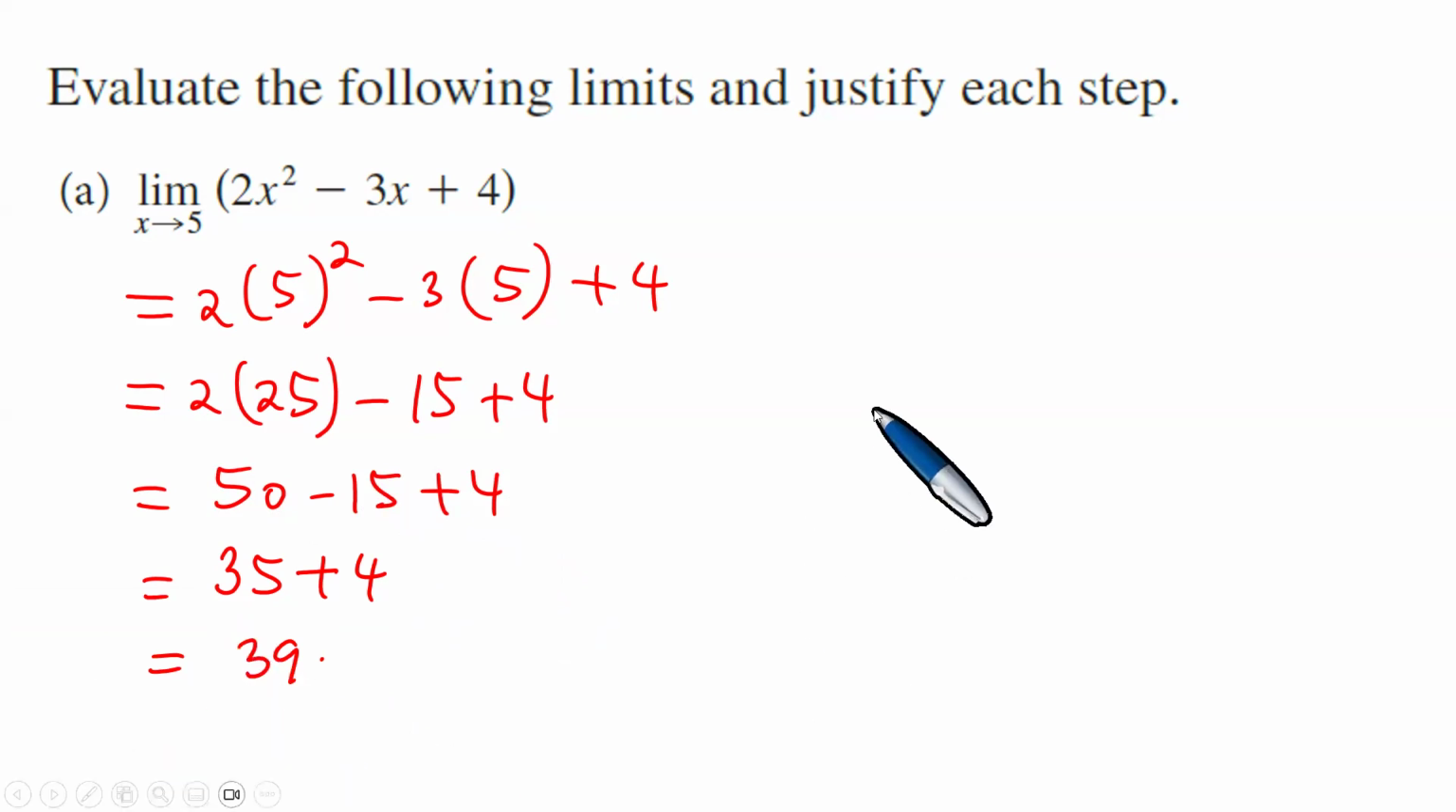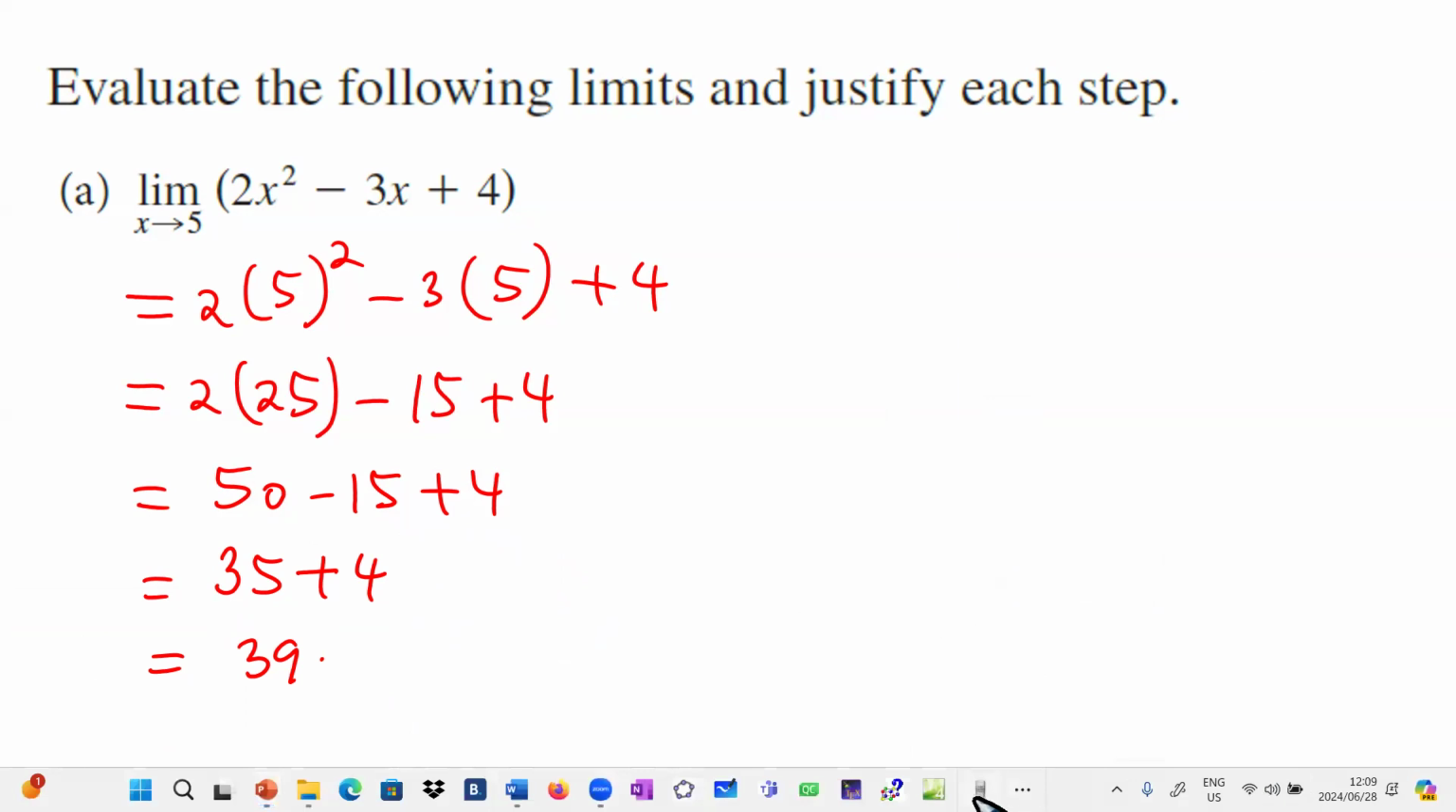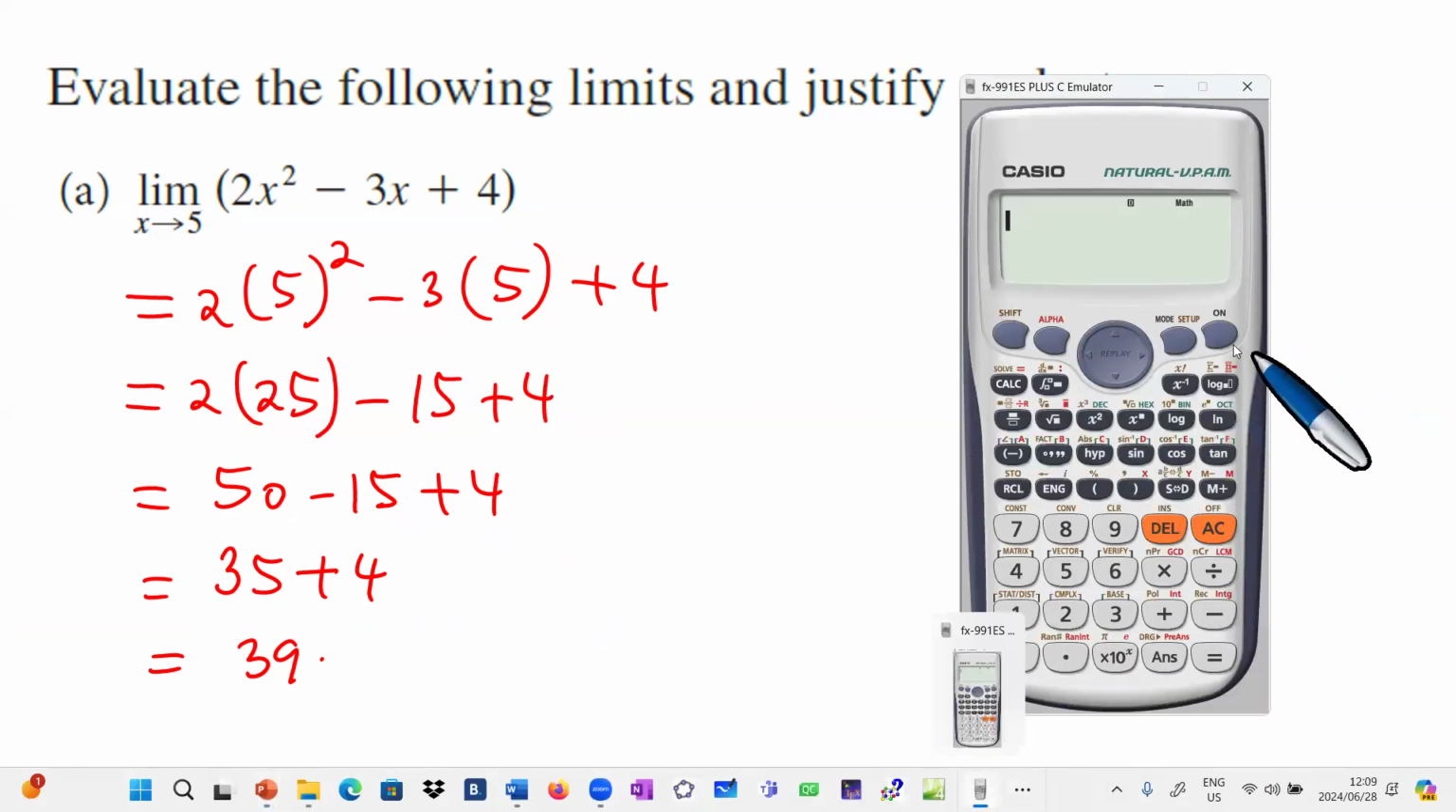But our calculator is often very ready at our disposal to confirm the results. Let us do this. We can say 2 times 5 squared, minus 3 times 5 plus 4, and it is 39. So we got 39, and 39 is therefore the correct answer.